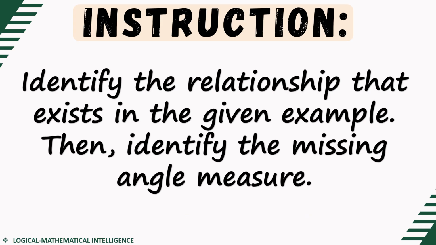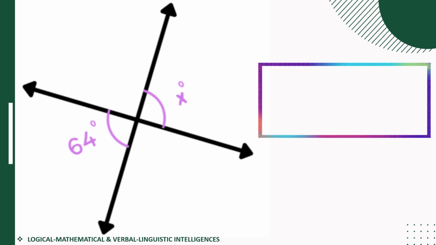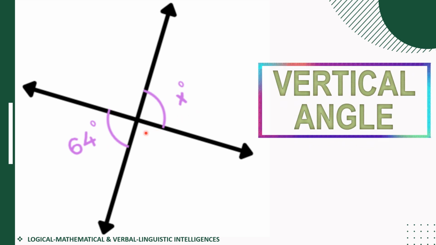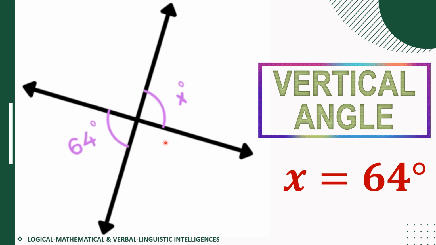Now let's try. Identify the relationship that exists in the given example, then identify the missing angle measure. For our first example, as you can see in the illustration, the relationship between the two is vertical angles. So that means if the two angles are vertical, then they have the same measure, or they are congruent. So x is also 64 degrees.